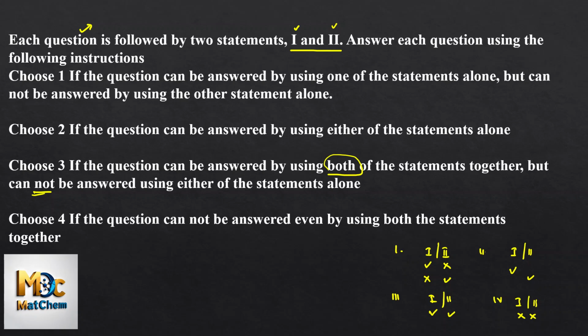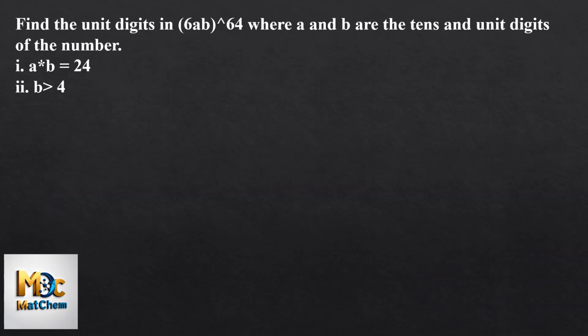Fine. So we will see one question. Find the unit digit in 6ab raised to the power 64. A and B are the tens digit and unit digit of the number. That means A corresponds to the tens digit, and B corresponds to the unit digit. We need to find out what number will come in the unit place of 6ab raised to the power 64.